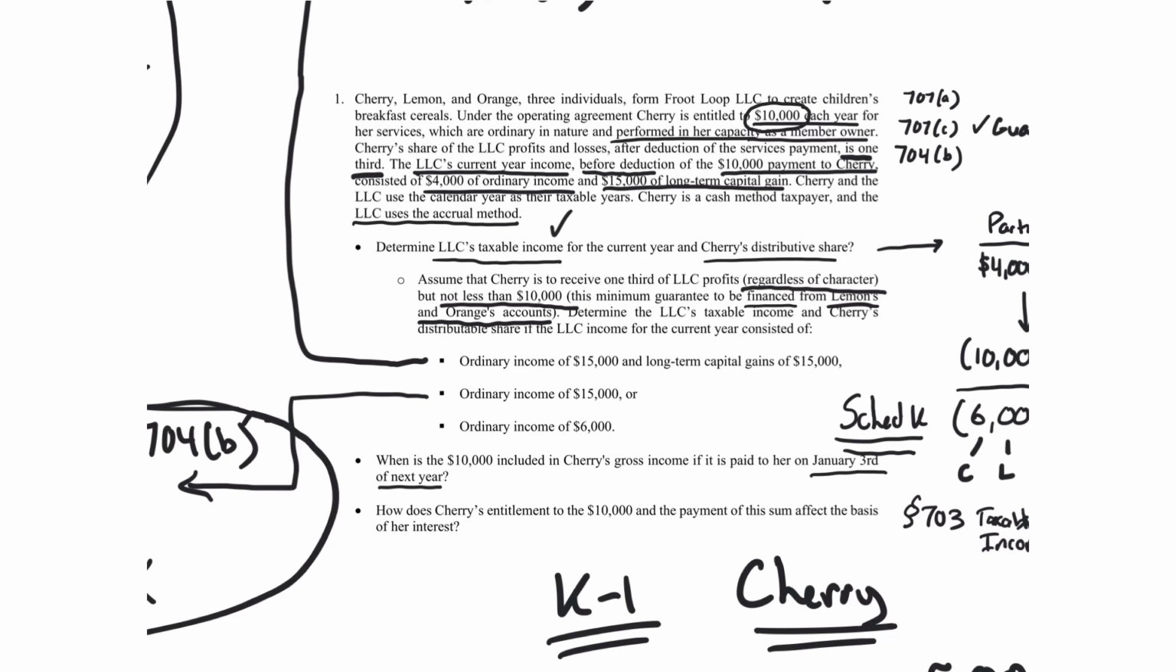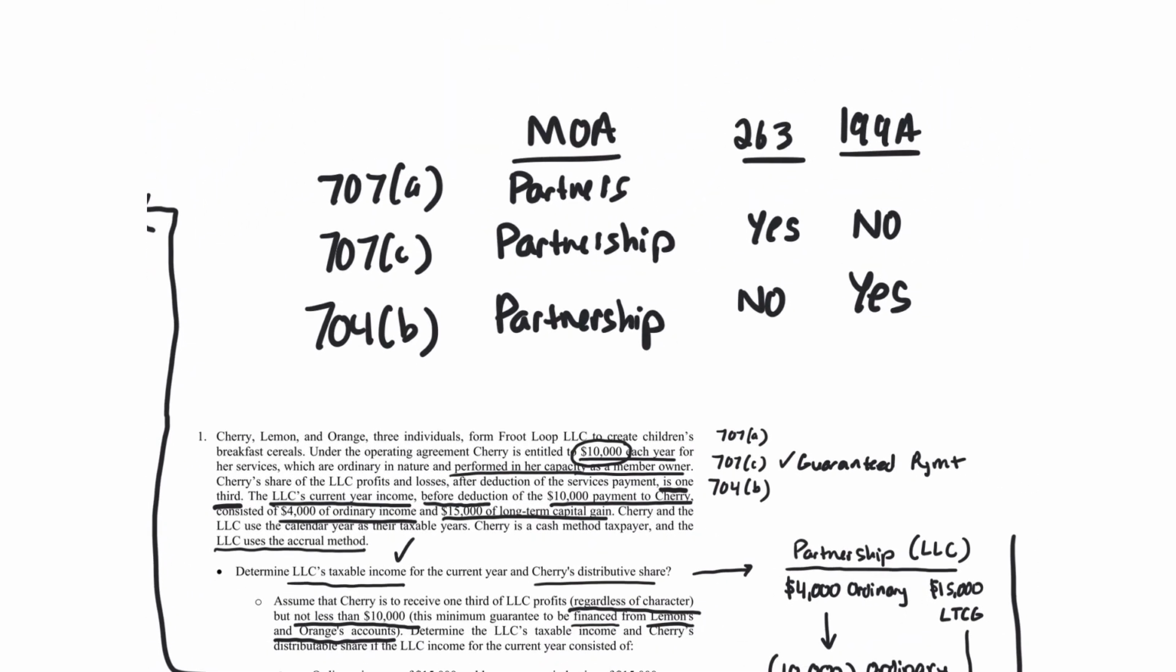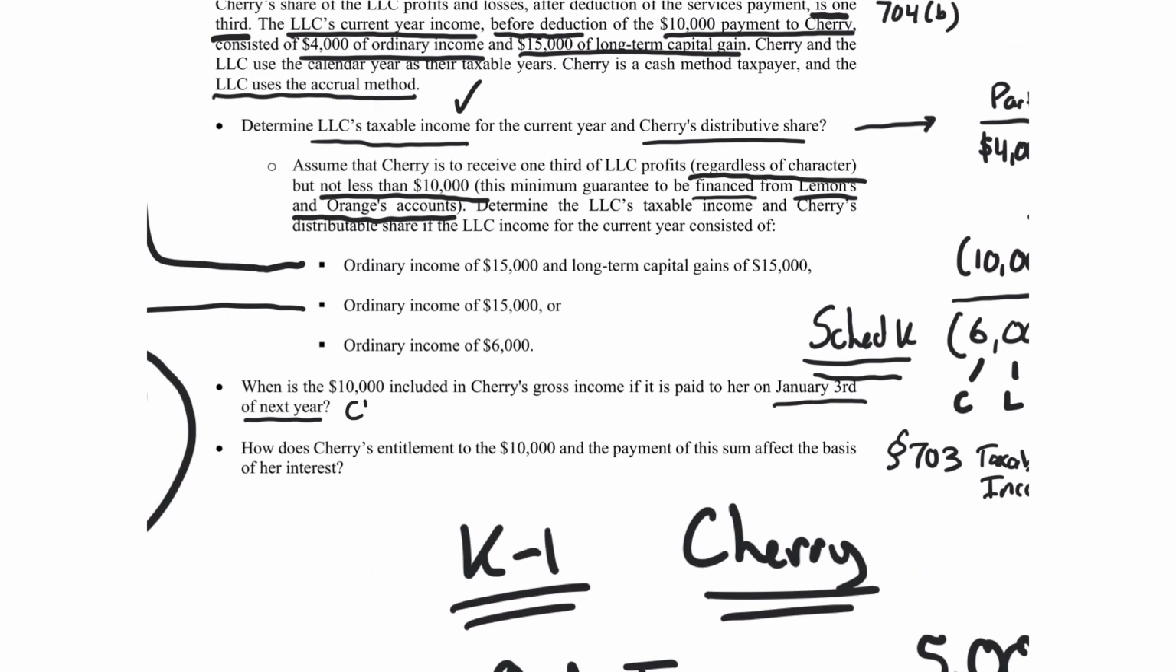So we go back to our chart, and for 707(c) purposes, the method of accounting follows the partnership. That means we ignore Cherry's method of accounting, which is a cash method and would mean it's reported next year. Cherry still has to include it this year. We'll call it year one versus year two. January 3rd of next year is year two, and the work was done in year one. So that's all it does there. It makes a big difference.